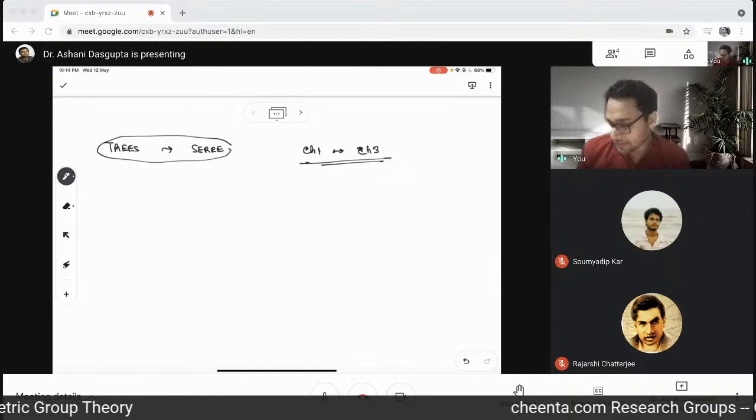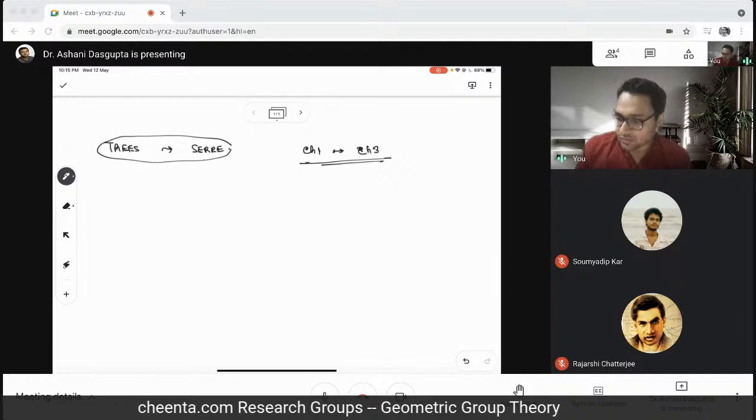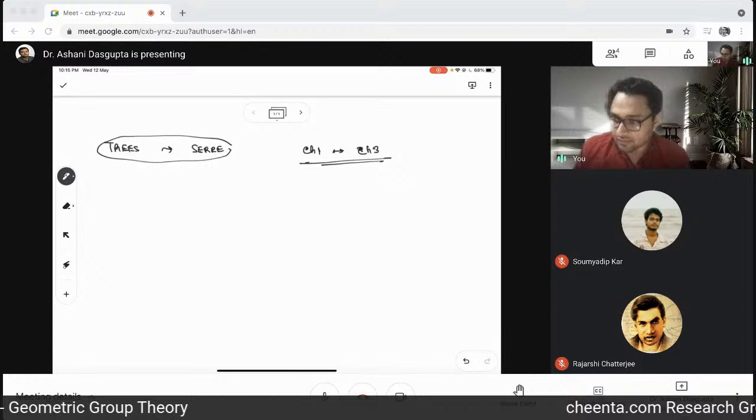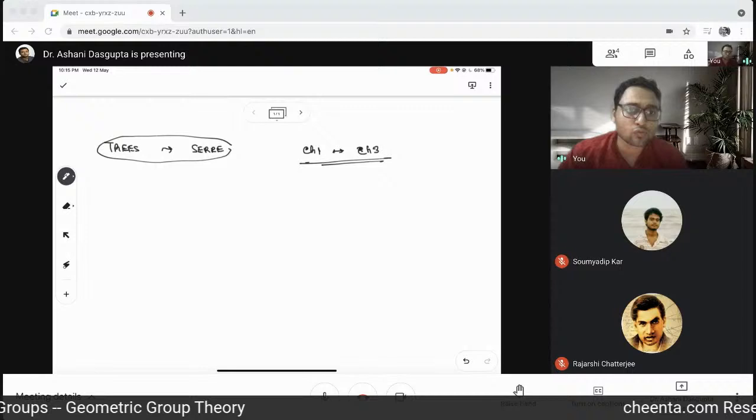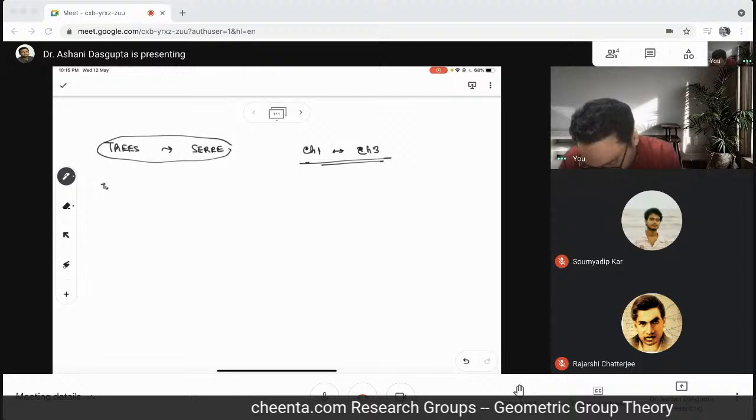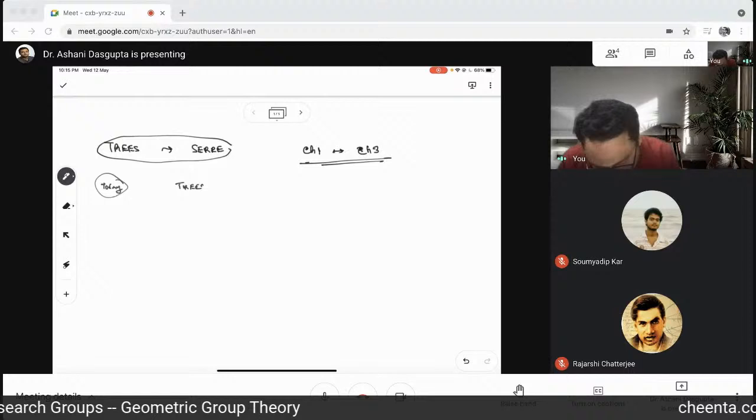So I think some of you have studied algebraic group theory. Maybe you have seen it, and algebraic topology in some book like Hatcher or something like that. One of the things that we would like to understand is the relationship between the trees and free groups. So this is for today. Our main goal is to understand the relationship between trees and free groups.